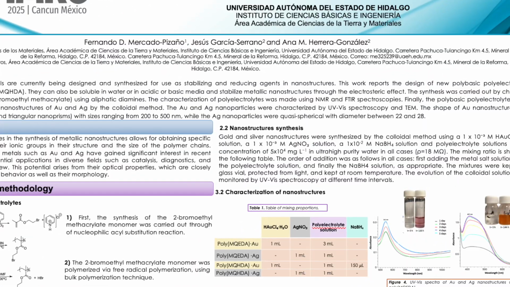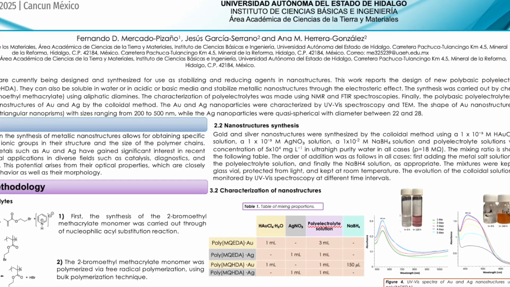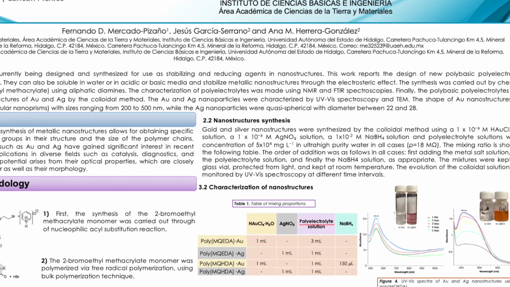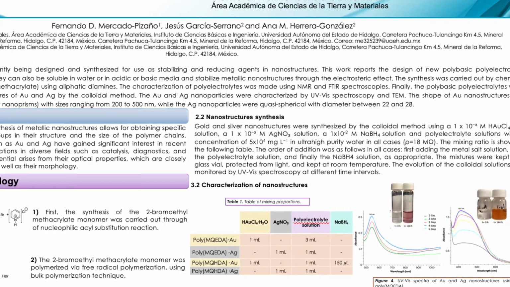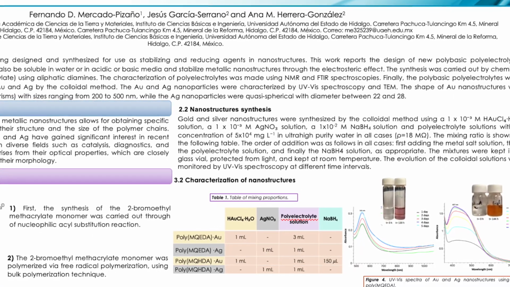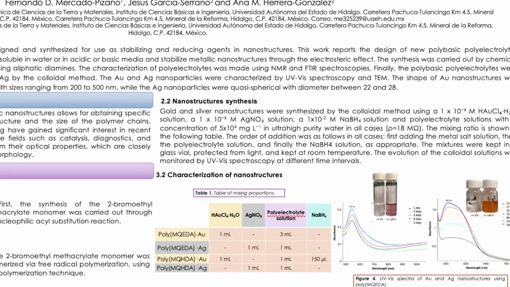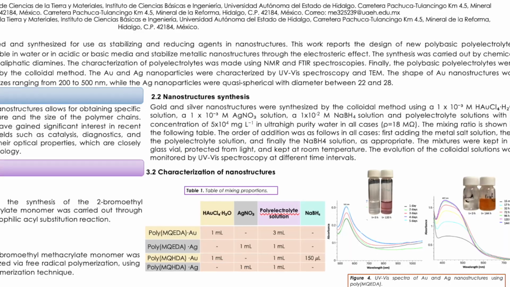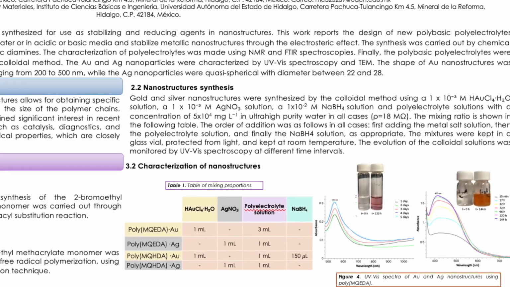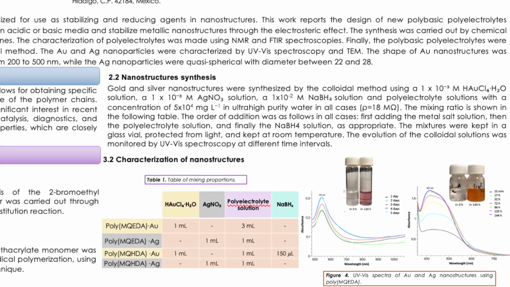Nanostructure synthesis. Gold and silver nanostructures were synthesized by the colloidal method using a 1×10^-3 molar tetrachloroauric acid solution, a 1×10^-3 molar silver nitrate solution, a 1×10^-2 molar sodium borohydride solution, and a polyelectrolyte solution with a concentration of 5×10^-4 milligrams per liter in ultra-high purity water in all cases.